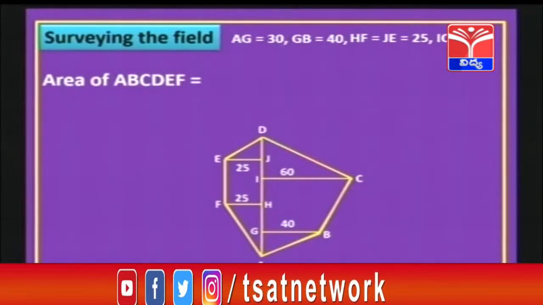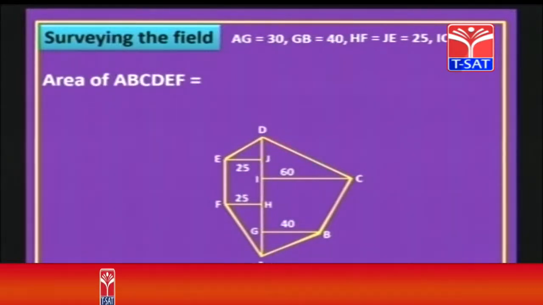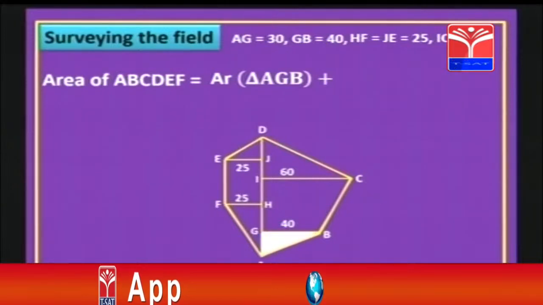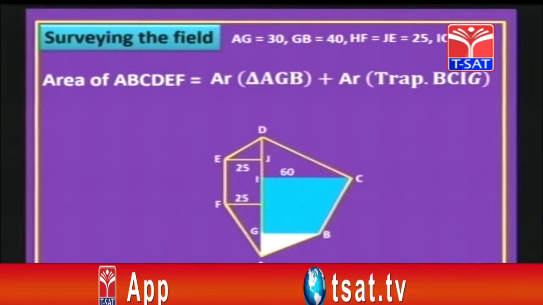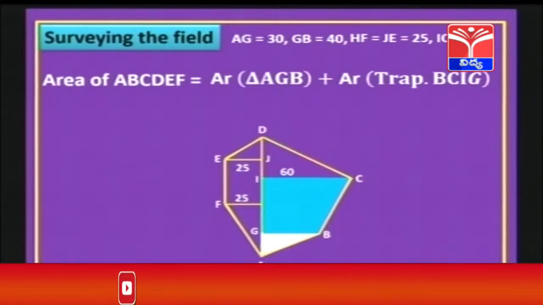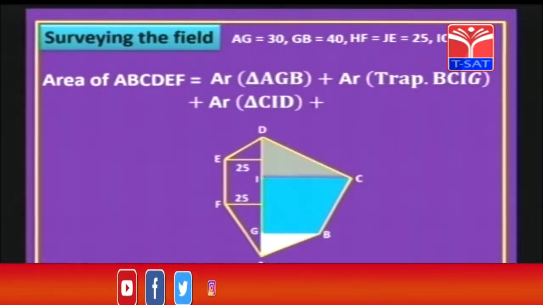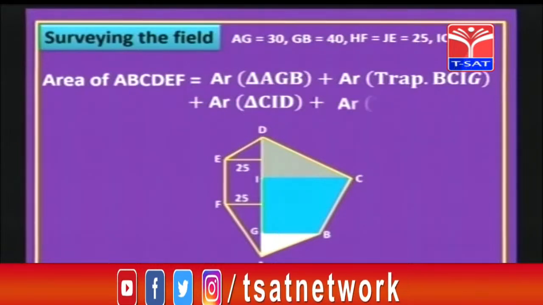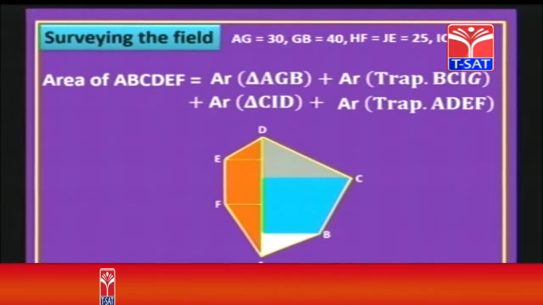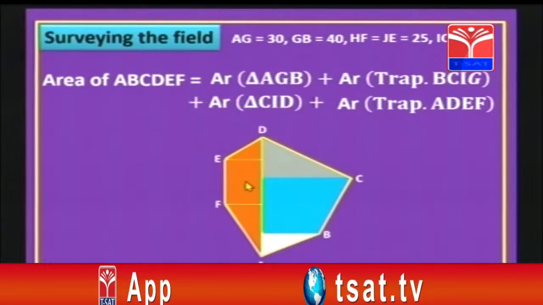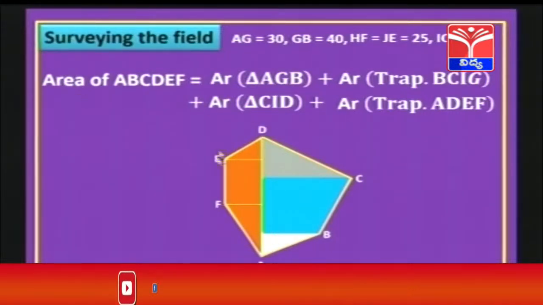Now the area of this figure ABCDEF is given by the area of triangle AGB plus the area of trapezium BCIG, then the area of triangle CID plus the area of trapezium ADEF. So children, we have divided this figure into 4 parts, that is 1, 2, 3 and 4. So the sum of all these areas will give you the area of the entire field. Now let us calculate that.